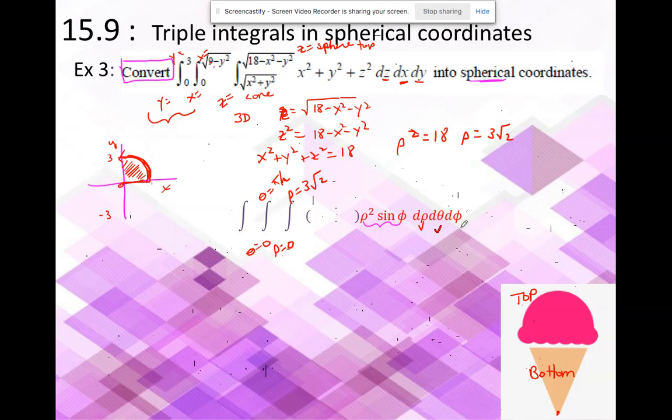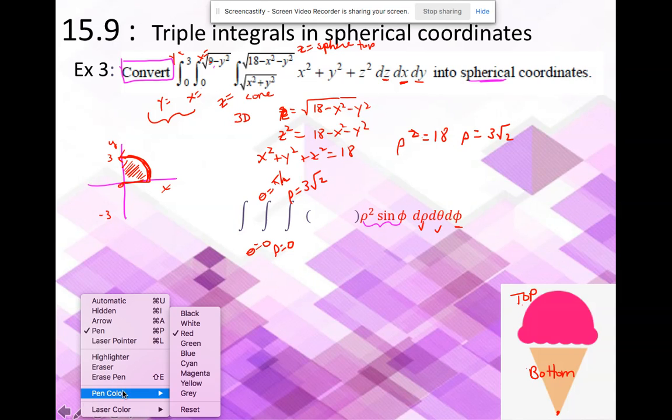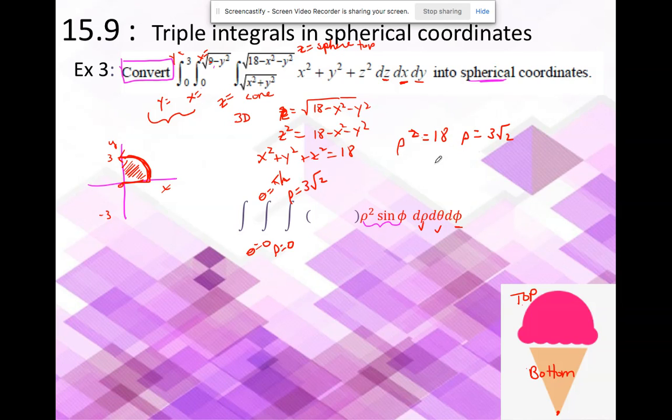Now what about this phi? How can I see that? Well, if it is hard for you to visualize, here's a way for you to think. Phi, think about all your conversions. Who had phi in it, and only phi in it? Z, right? Isn't it true that z is equal to rho cosine of phi?